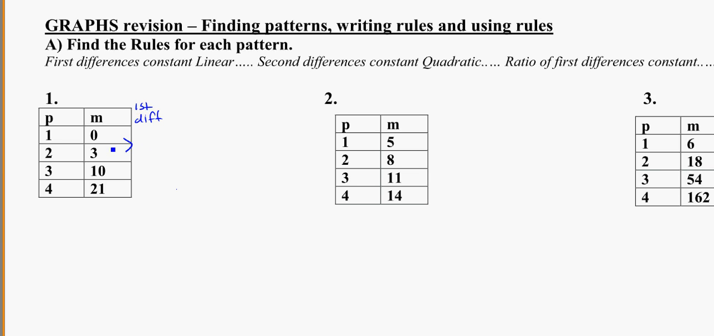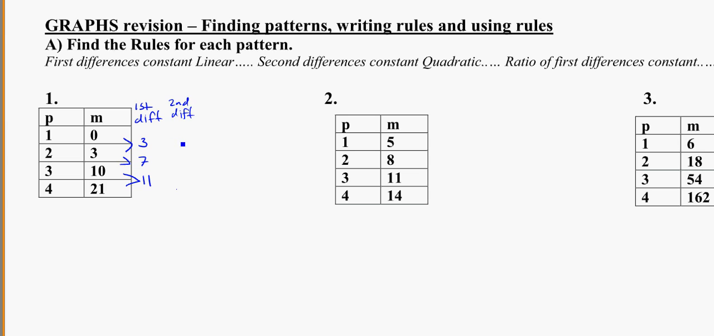And again, that's 3 minus 0, if you wanted to think about what I'd be putting into my calculator. 3 minus 0, a difference of 3. And here I've got a difference between 3 and 10 of 7. That's 10 minus 3 gives me 7. And here I've got a difference between 10 and 21 of 11. So I notice my first difference is not constant. Those numbers are each different.